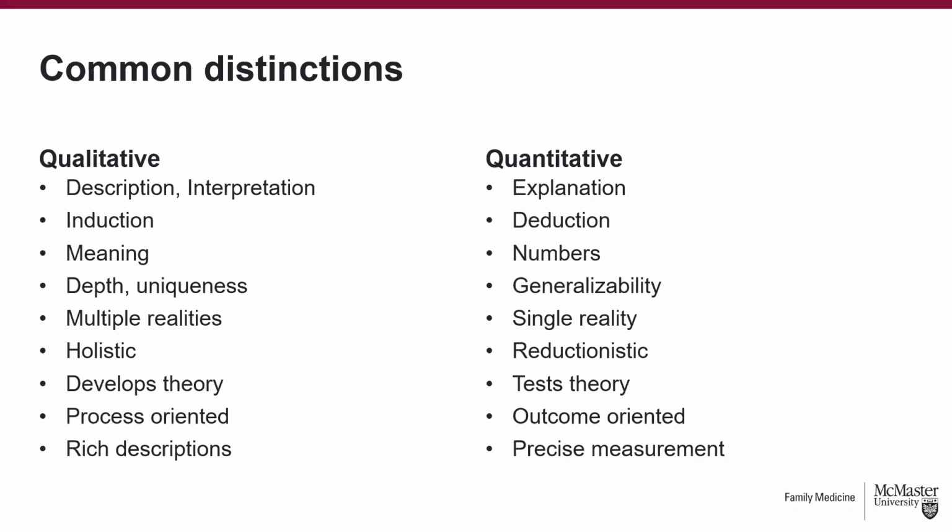So we're interested in context and all of the different potential factors rather than trying to eliminate all the factors so that we can study one particular one and really understand that one very well. Qualitative approaches are more likely to develop than to test theory, more interested in the process rather than the outcomes when we talk about rigor of the research, and tend to offer rich descriptions rather than precise measurement of a phenomenon.